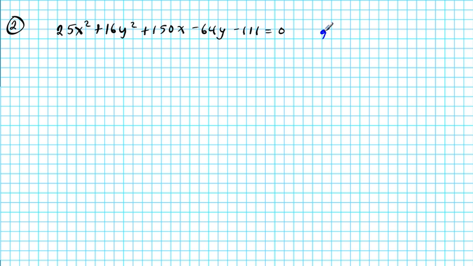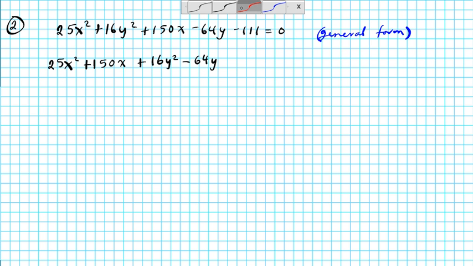This is the general form. Okay, so keep that in mind, general form. So what I'm going to do is put this in standard form. To do that, first thing we'll do is collect the x's and the y's. So I'm going to have 25x squared plus 150x, and then the y's, plus 16y squared minus 64y. Now this 111 right here, I'm going to move it over to the right side. So I'm going to add 111 to both sides, because 111 is neither an x nor a y. It's not a variable, it's a constant, okay?